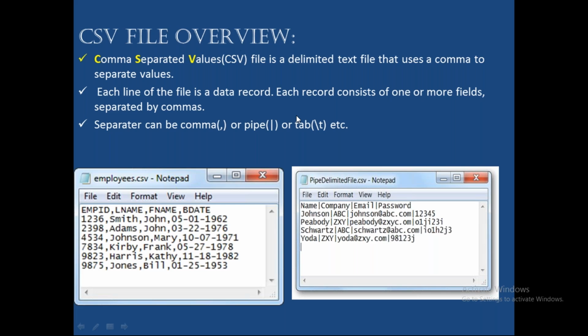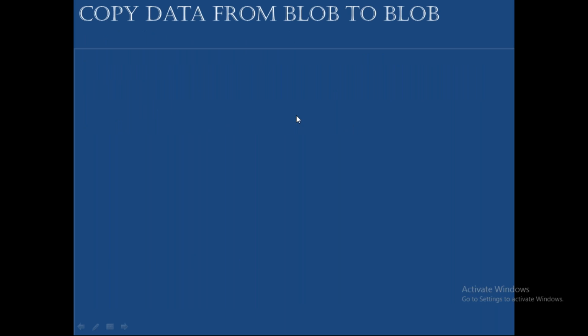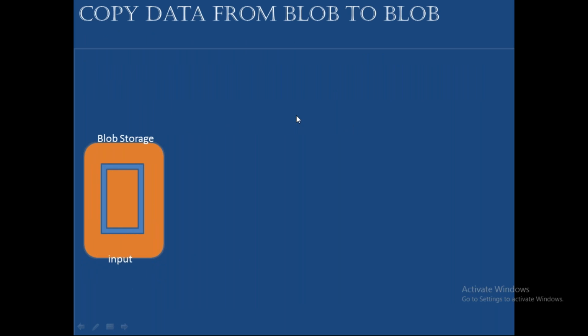Fine. Let me move on. So, copy data from blob to blob. Let's imagine I have a blob storage. In this blob storage, I have an input container. In this input container, I will place a file called cust.csv.